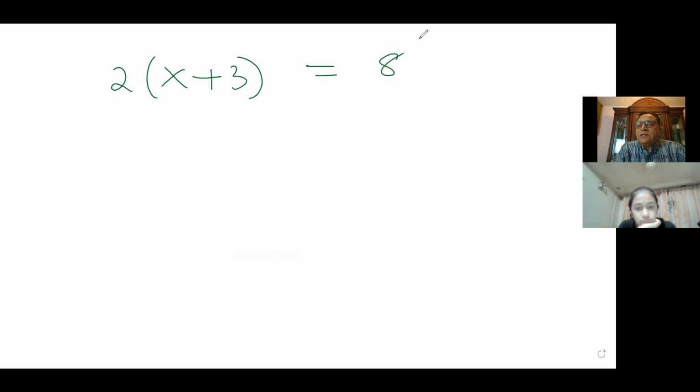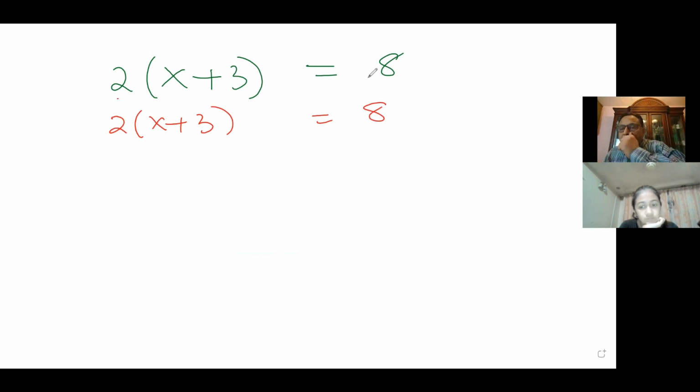And this time we are going to take slightly more complicated questions. So we have 2 times (x plus 3) equals 8. How will you solve this equation? Tell me. We will minus 3 on both sides. No, first you have to divide by 2.